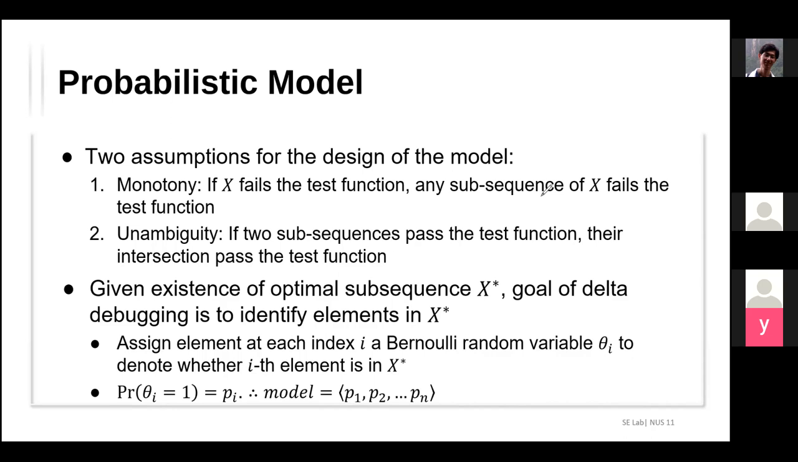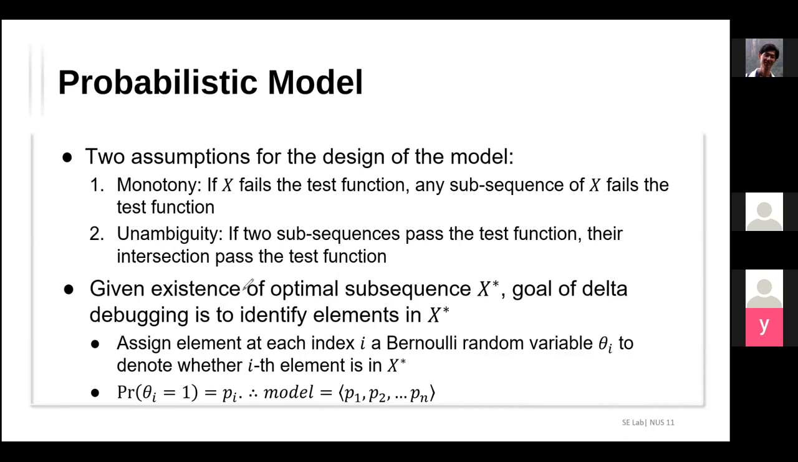Okay, and the second thing is unambiguity, which means that if two subsequences pass the test function, then their intersection would pass the test function. So I guess here it might not be very clear, but I believe that the two subsequences are from a sequence itself. I think that way it will be a bit more apparent. Yeah, so these are just two assumptions that they are making for this design itself.